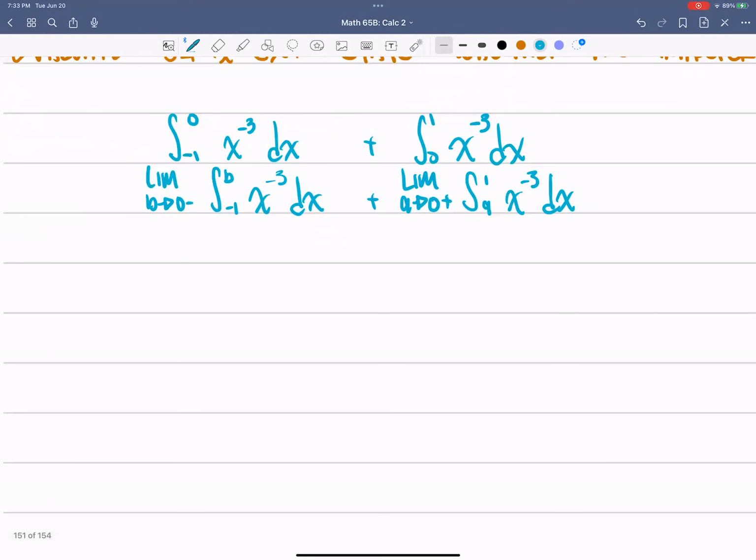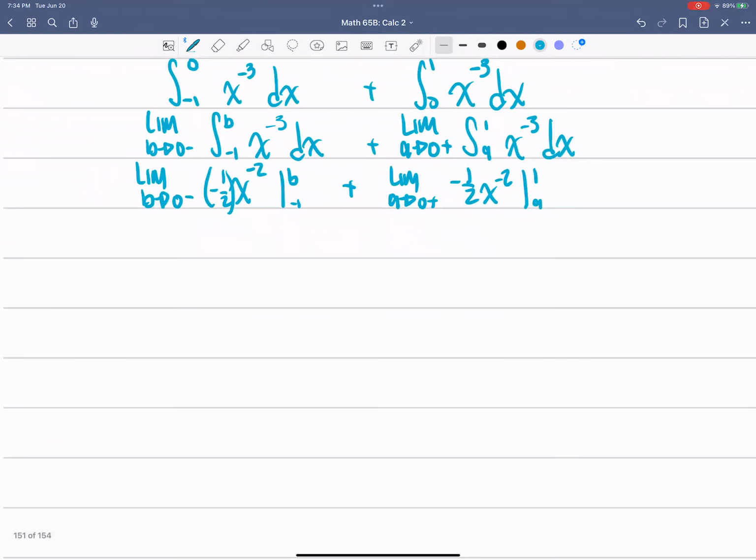And now let's integrate. Still having the limit as b approaches 0 from the left, we have x to the -2, and -1 over 2, evaluated from -1 up to b, plus the limit as a approaches 0 from the right, -1 over 2 x to the -2, evaluated from a to 1.